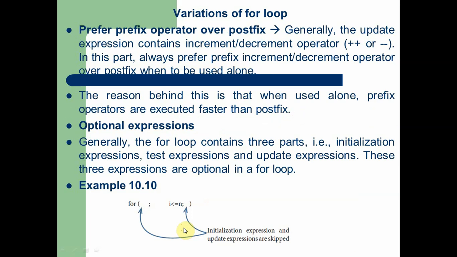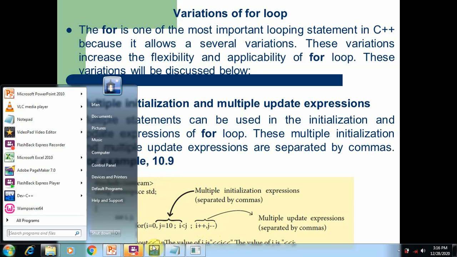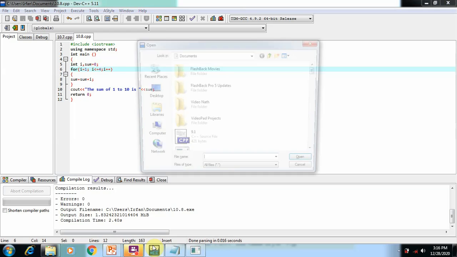And here you can see the test expression is one, but there are two update expressions. In the update expressions, one variable is incremented and another variable is decremented. So here we can understand how this loop executes through program 10.9, where we use multiple initialization and multiple updation. So open program 10.9.